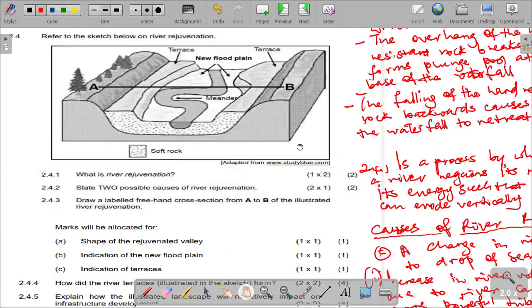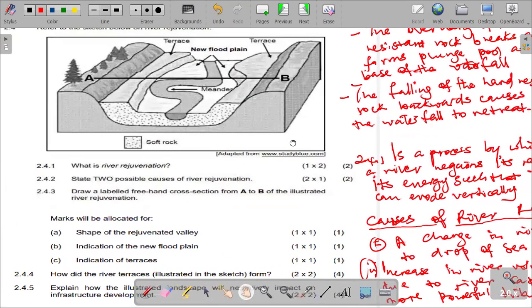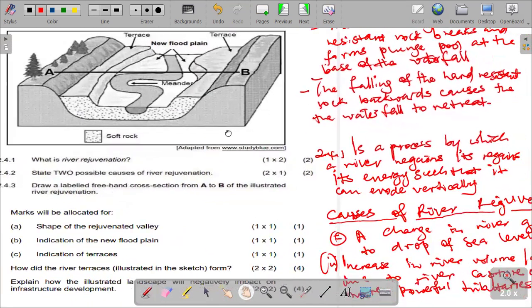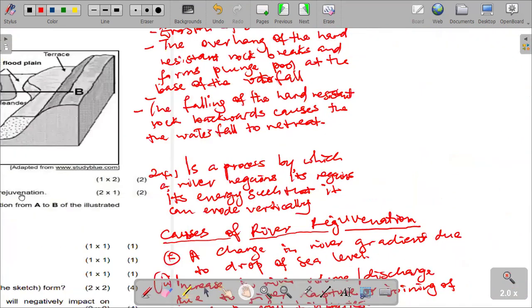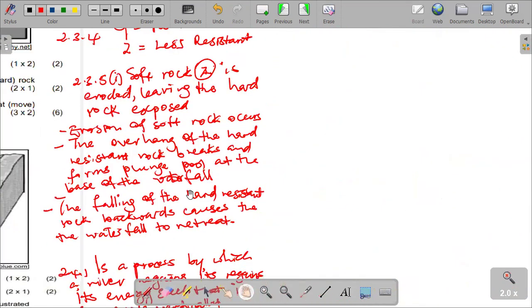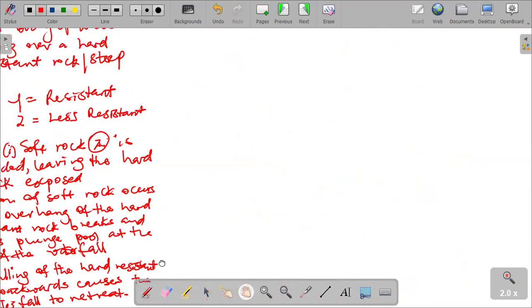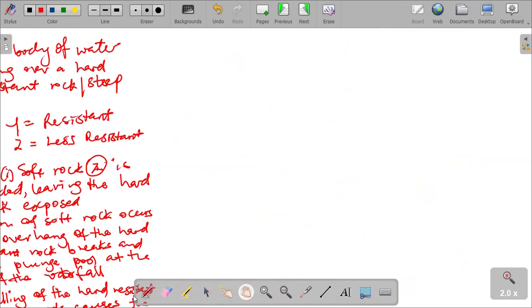It's question 2.4.3, cross-sectional view of river rejuvenation. So our question 2.4.3. The question wants us to draw a cross-section of a rejuvenated valley.